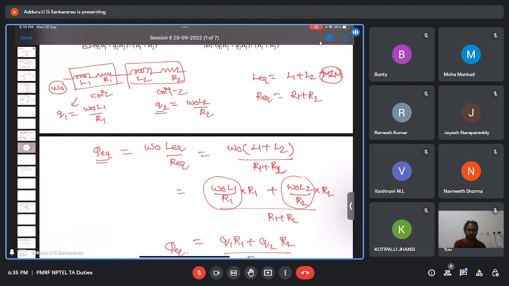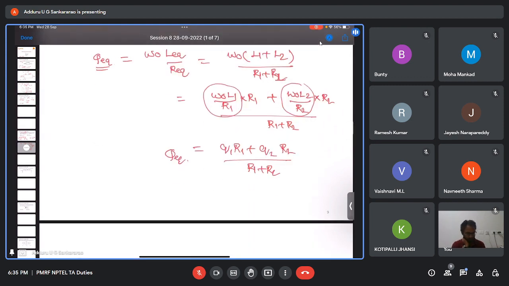So we need to find out Q factors for the individual ones, and we need to find out the equivalent inductance and resistance. Since they are in series, they are adding up. There is no magnetic coupling. So from that we need to find out the overall Q factor. Is that okay?